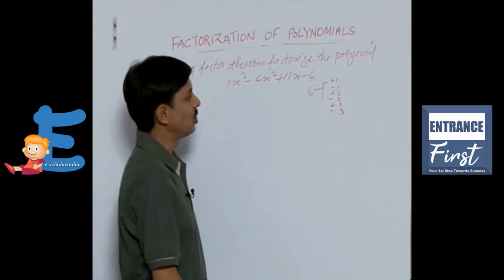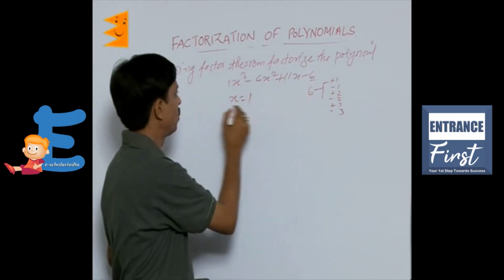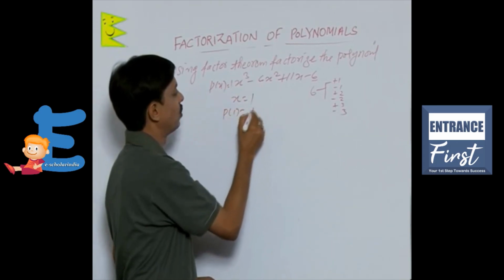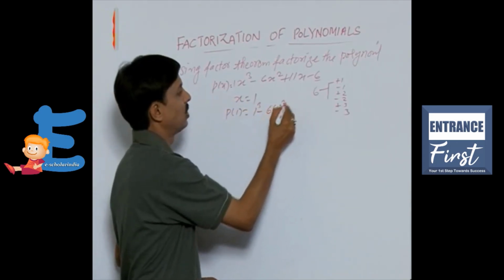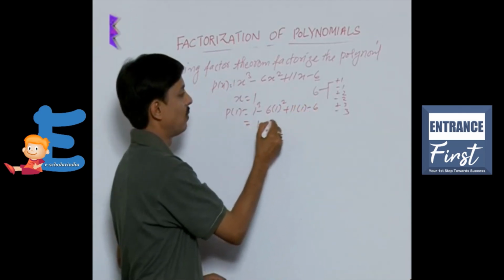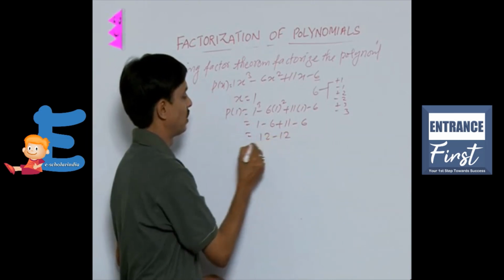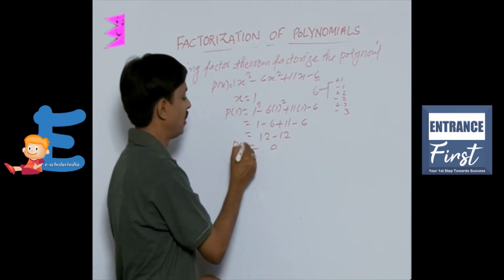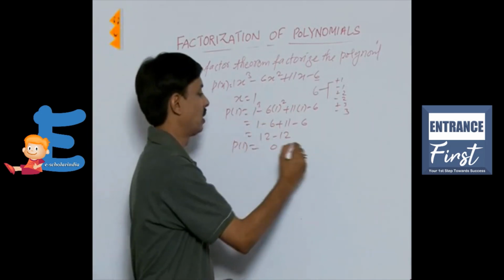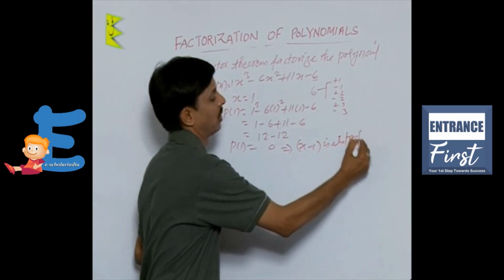First of all, I will put x equals 1. If x equals 1, then this polynomial will be p of 1 is equal to 1 cube minus 6 into 1 square plus 11 into 1 minus 6. This becomes 1 minus 6 plus 11 minus 6, that is 12 minus 12, which becomes 0. p of 1 is 0. This implies by the factor theorem x minus 1 is its factor.